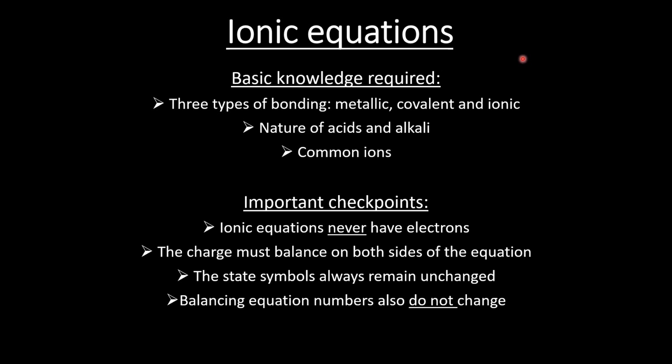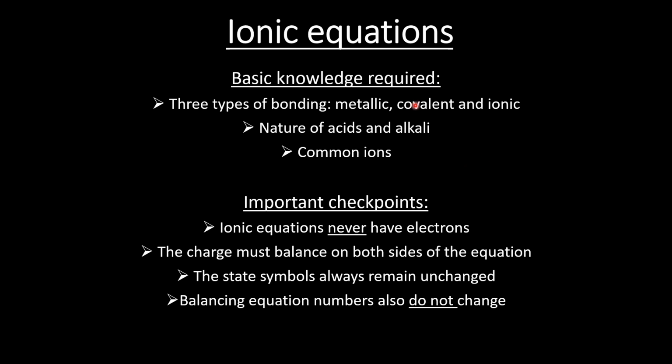Okay, so I'm going to show you how to write ionic equations. Before you can write ionic equations, you must have some basic chemistry knowledge, which you'll be taught when you're done with paper one. Three types of bonding: metallic, covalent, and ionic. The nature of acids and alkalis: basically they form ions in water. And some common ions that you should be aware of, like sodium ions, chloride ions and ammonium ions, etc.